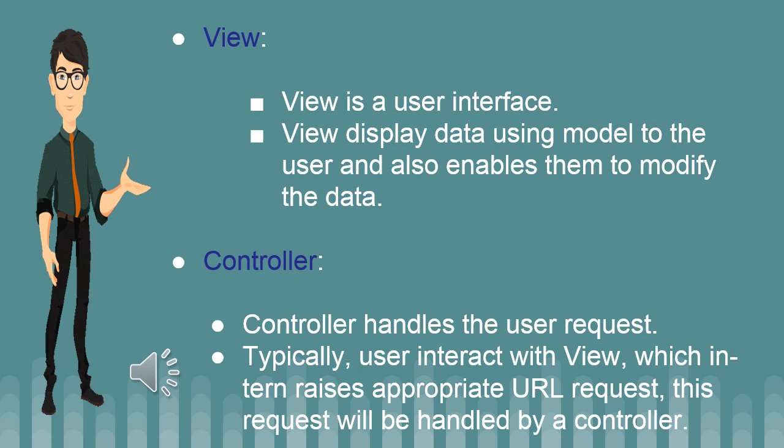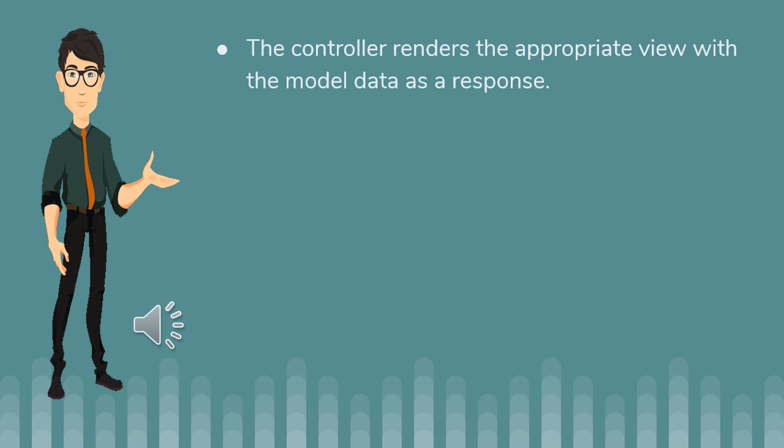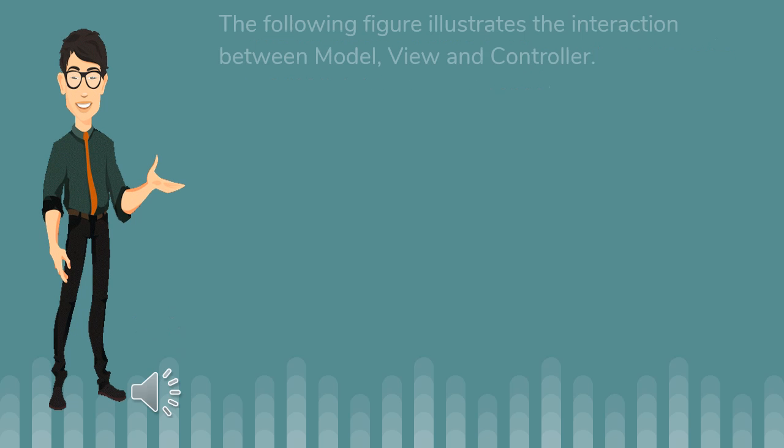Controller handles the user request. Typically, the user interacts with the View, which in turn raises an appropriate URL request. The request will be handled by the controller. The controller renders the appropriate view with the model data as a response.